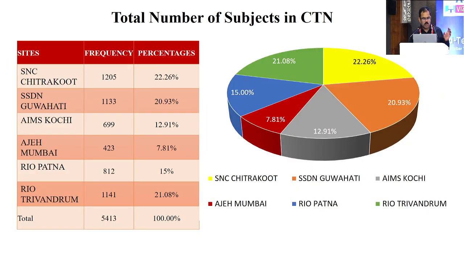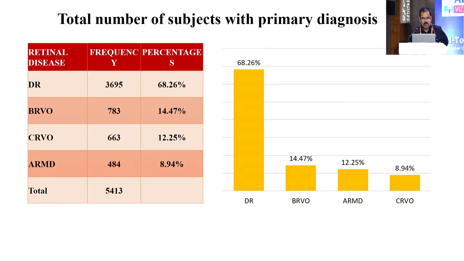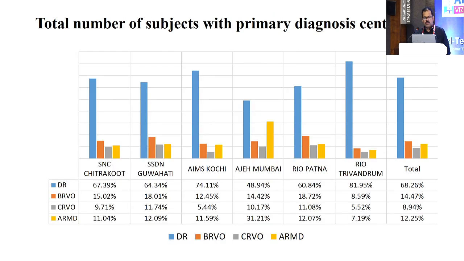And primary diagnosis, you can see that there were about 5,400 people in the medical retina registry. As you see, 68% of them were diabetic retinopathy, and then BRVO, ARMD, and CRVO. CRVO is the least common. Total number of subjects with primary diagnosis across all the centers, you can see that diabetic retinopathy is the predominant medical as well as surgical retinal disease in all these conditions.